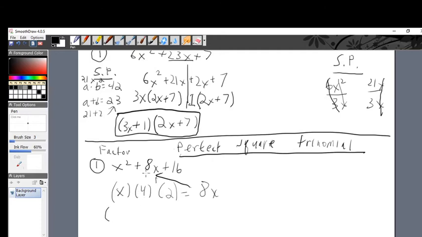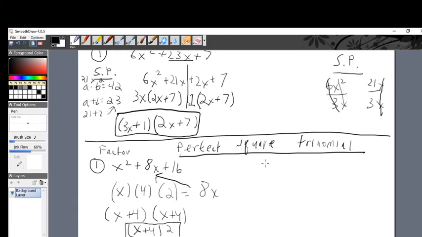There's a total shortcut. The square root of x squared is x. The square root of 16 is positive 4. Then you do two copies of it, and it is factored. So the answer is x plus 4, and two copies of that means x plus 4 squared. Here is the final answer to this problem.